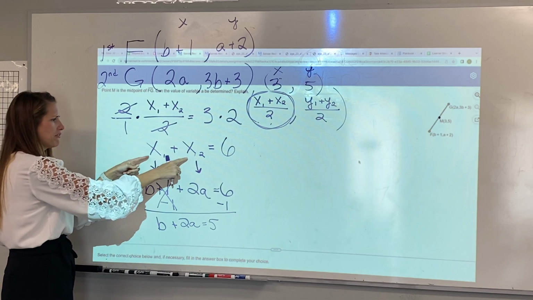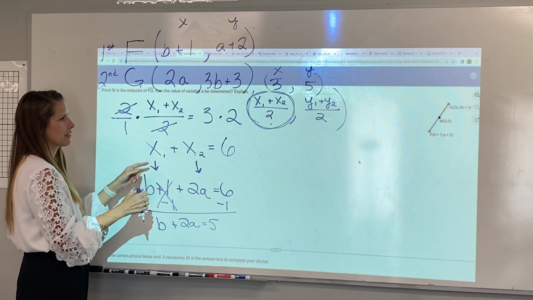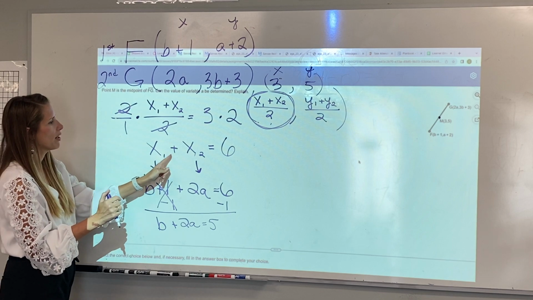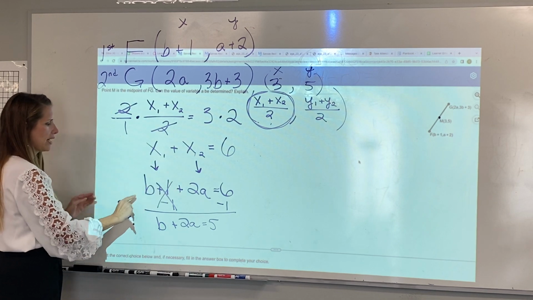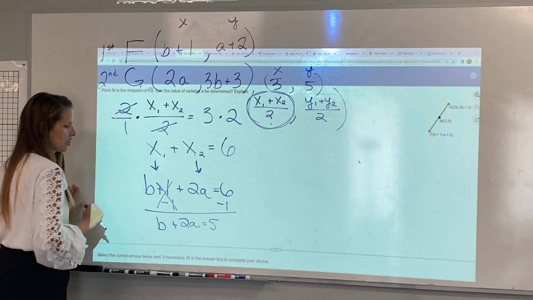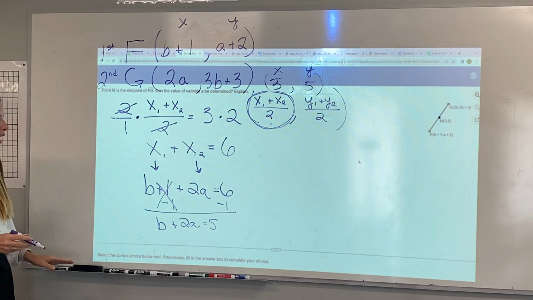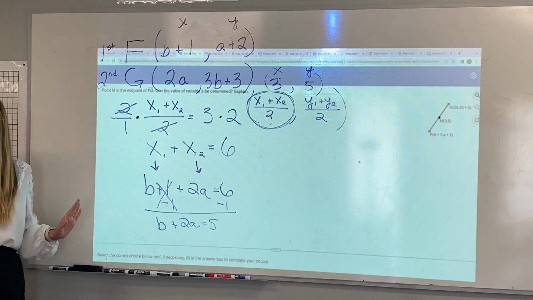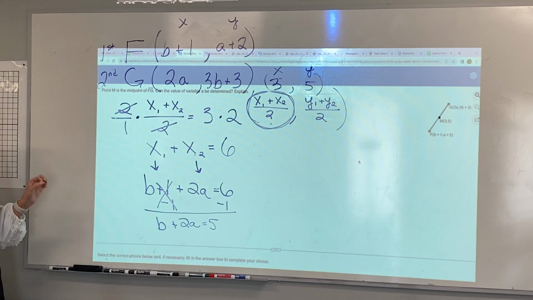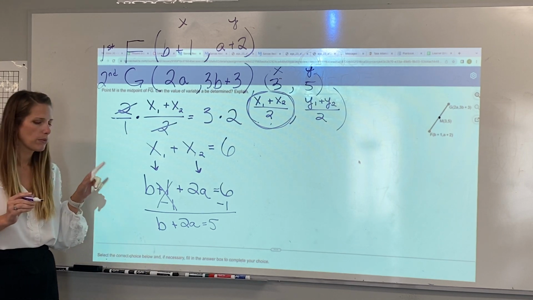Now, I filled in my value of x for the first point, plus the value of x for the second point, and I get my equation here. I subtracted 1 from both sides, and I get b plus 2a equals 5, and I'm gonna stop there, and I'm gonna show you something pretty cool when we move over here.